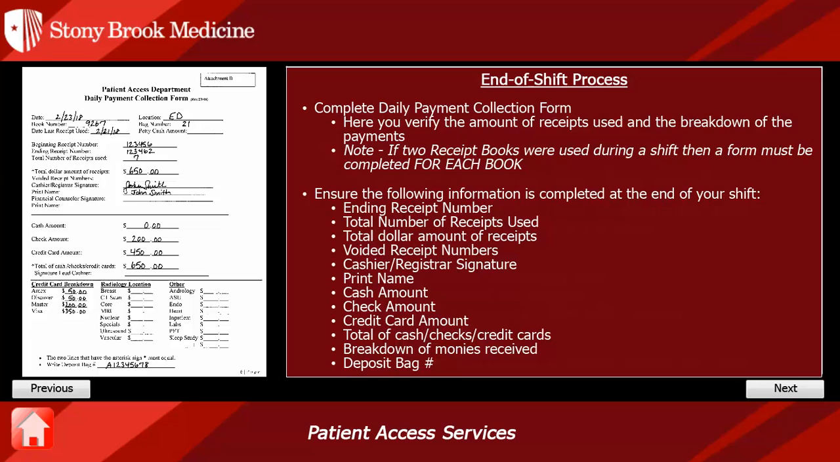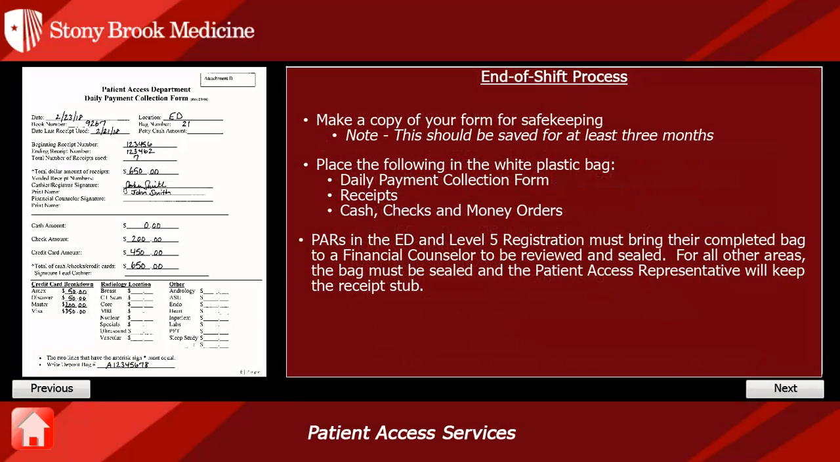Breakdown of monies received. For credit card payments, you need to separate how much was received for each card type. In addition, for the locations listed, a breakdown of monies collected must be entered by corresponding area. The number from the white deposit bag gets entered here. Make a copy of your form for safekeeping. Note, this should be saved for at least 3 months.